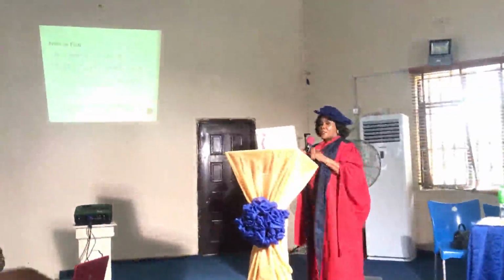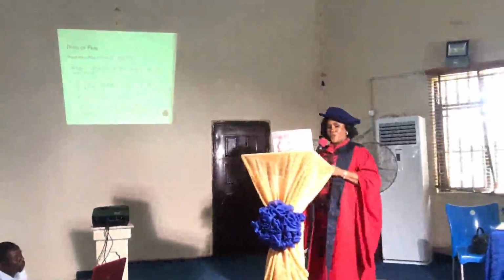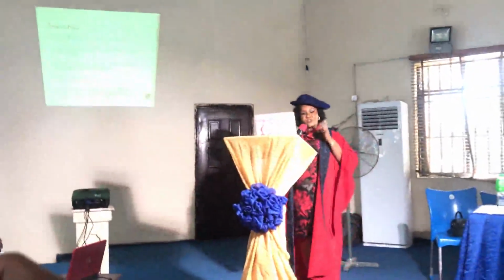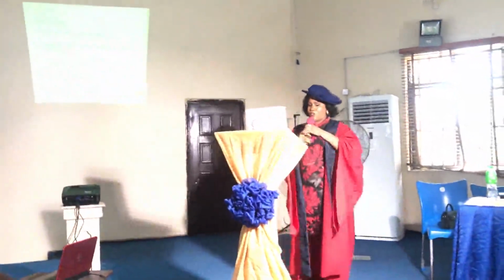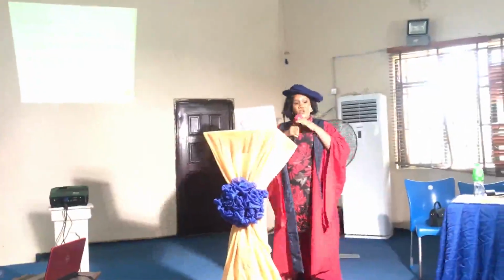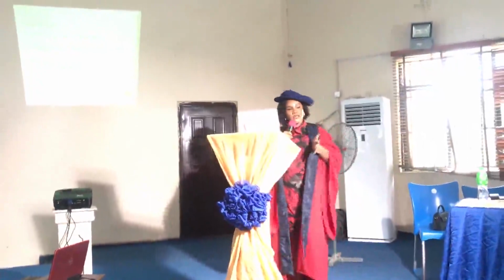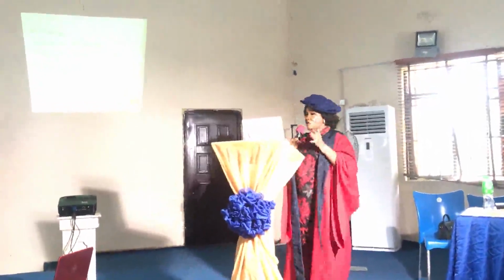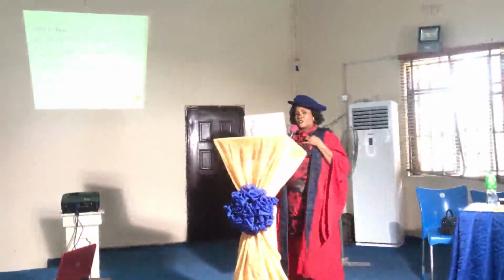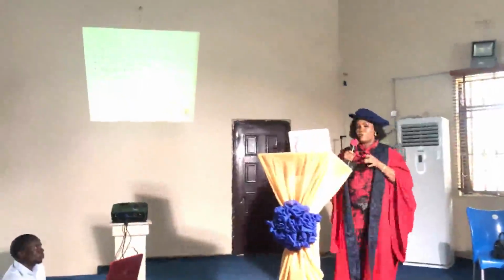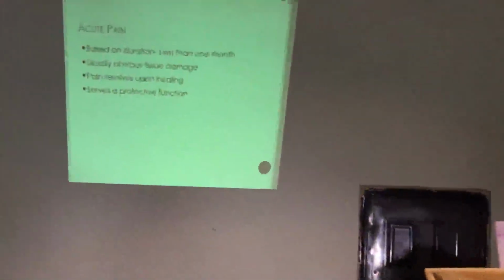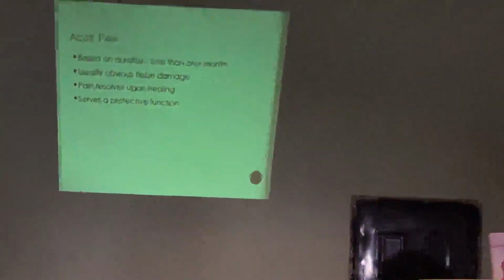Types of pain. There are different ways of classifying pain. Pain can be classified based on duration, based on pathophysiology, and there are other classifications. But in this discourse, we are going to talk about the classification based on duration and based on pathophysiology. Now, based on duration, pain less than 1 month is called acute pain. It usually has an obvious tissue damage, the result of bleeding, and it serves a protective function.